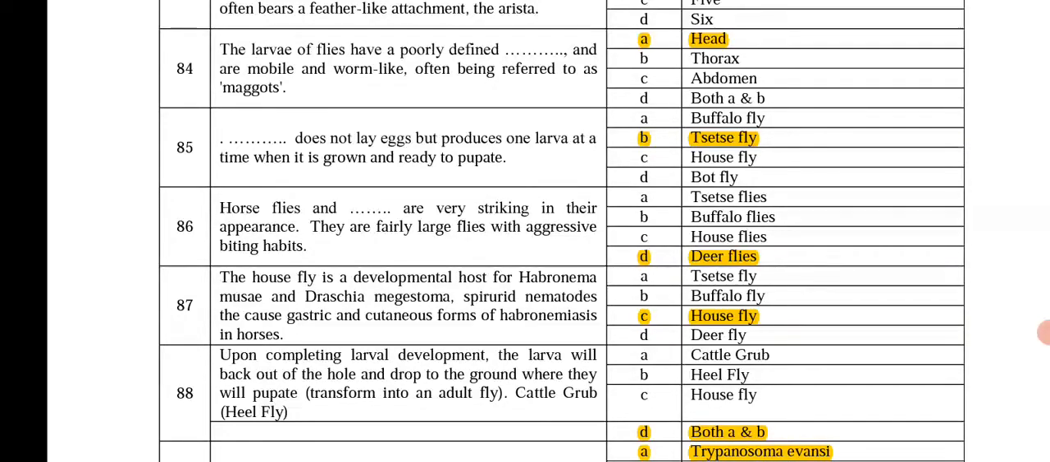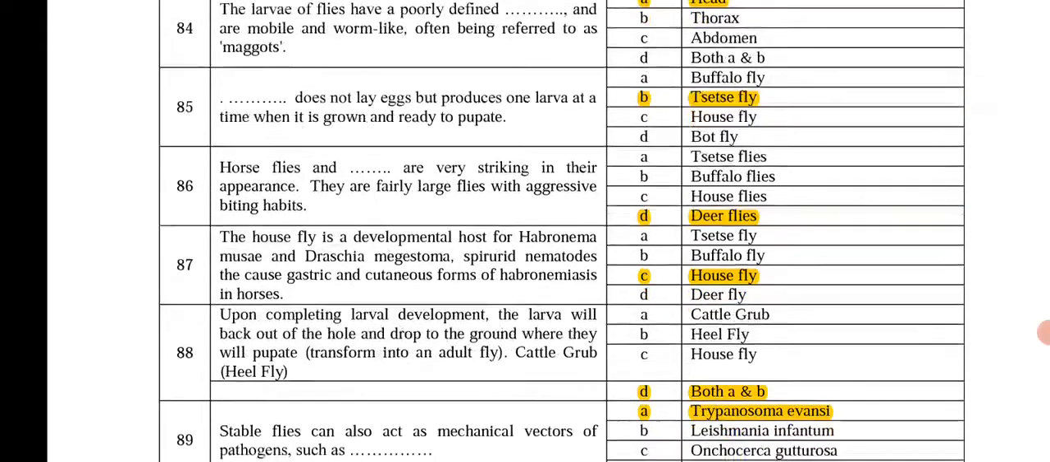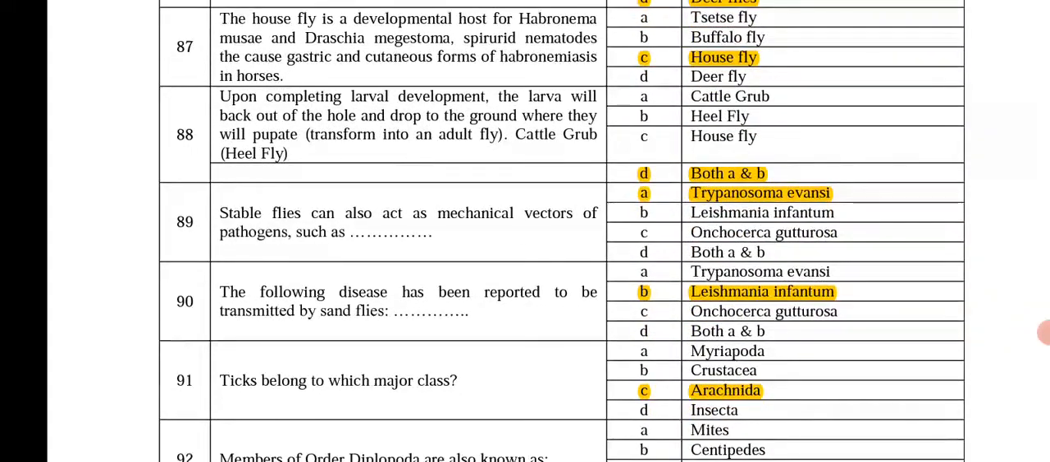Cattle grub and heel fly is both A and B, as cattle grub and heel fly. Stable flies can act as mechanical vectors of Trypanosoma evansi. The following disease has been reported to be transmitted by sandflies: Leishmania infantum.